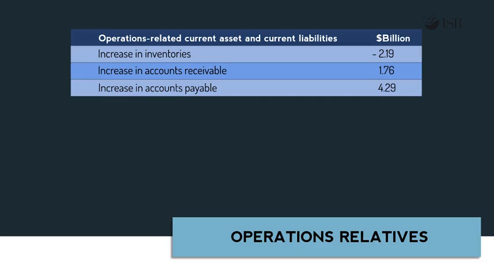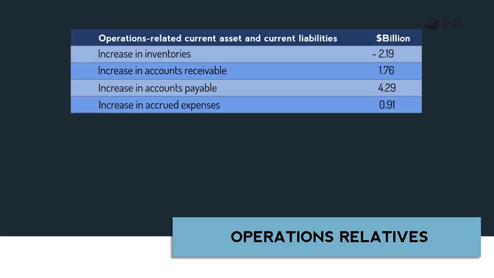Similarly, accrued expenses also increased between 2014 and 2015. These are expenses deducted from revenues on the income statement but still not paid. So these also need to be added to net income on the statement of cash flows. Amazon's accrued expenses increased by $0.91 billion between 2014 and 2015.